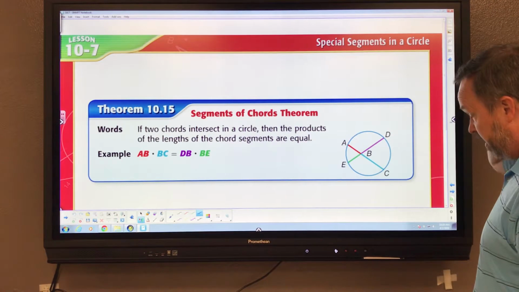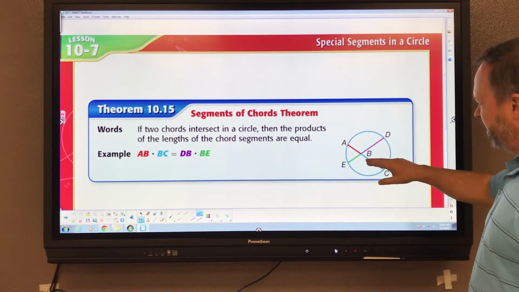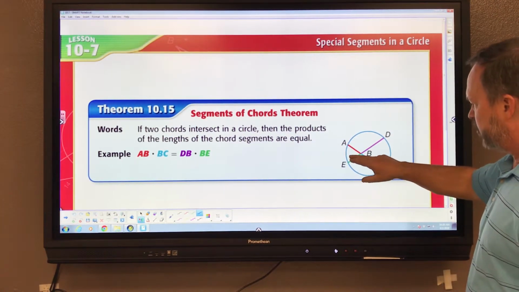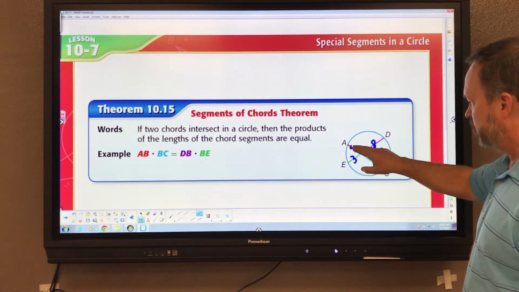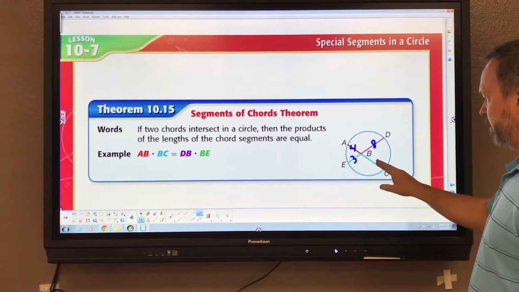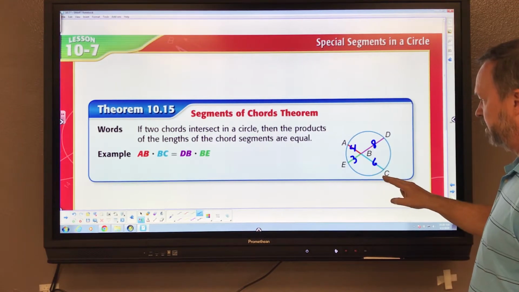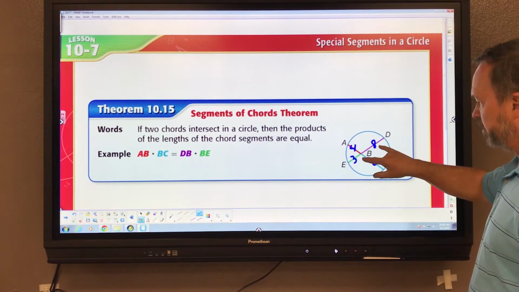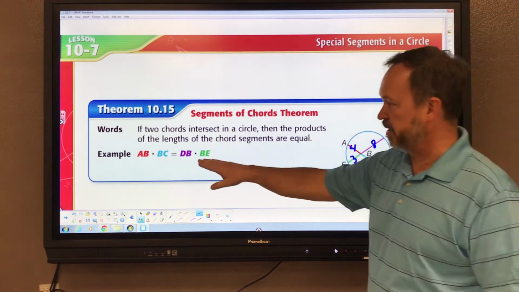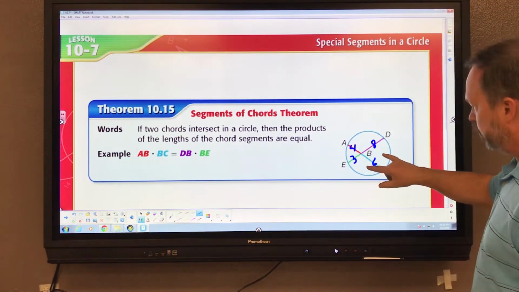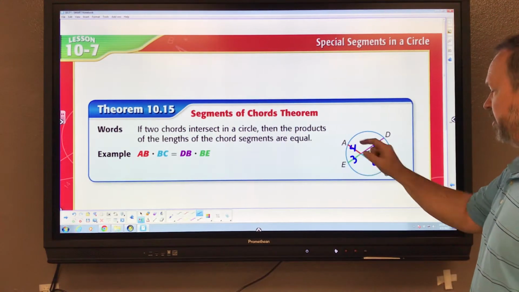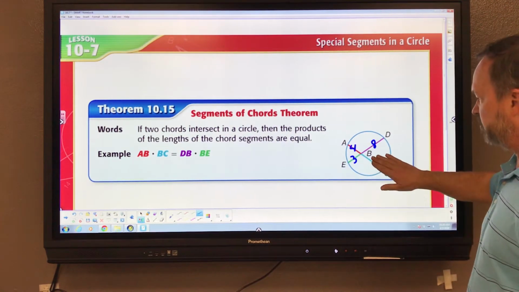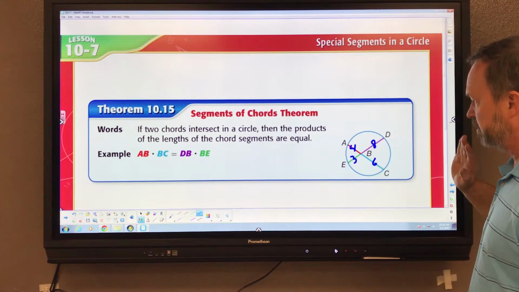So what we're saying is if this is 3 and this is 8 and this is 4, then this has to be 6, because the product has to be equal to the product. That's what this says. So if this is 3 and 8, the product is 24, and the product here has to be 24. So if I know that's 4, then that has to be 6.